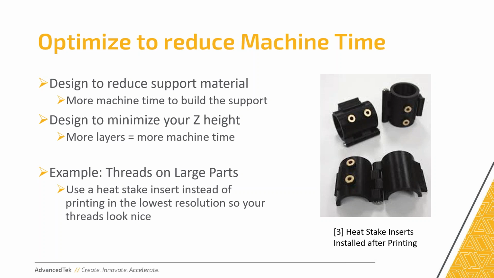If you have a large part with a bunch of really fine features, like say threads, a lot of times we'll 3D print in a thicker layer slice because we know it's going to take forever to get those threads to look nice if we use the really fine layer slice. So a workaround for that is to say use a heat stake insert, inserting those thread features after 3D printing to help get those parts off the printer faster.